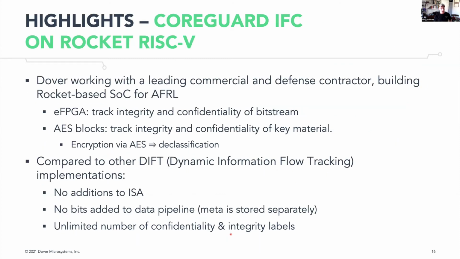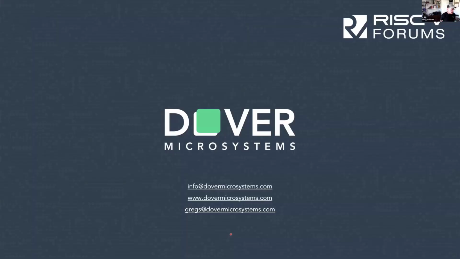Furthermore, as opposed to other DIFT type approaches, we don't have any additions to the instruction set ourselves in CoreGuard. And as opposed to this very simplified example that I walked through today, you can have an unlimited number of confidentiality and integrity labels. Much more interesting, a lattice of confidentiality and integrity is usually what's referred to for multi-level security and so forth. Anyway, that's it. Sorry for such a hurried talk, but I tried to cover a lot.